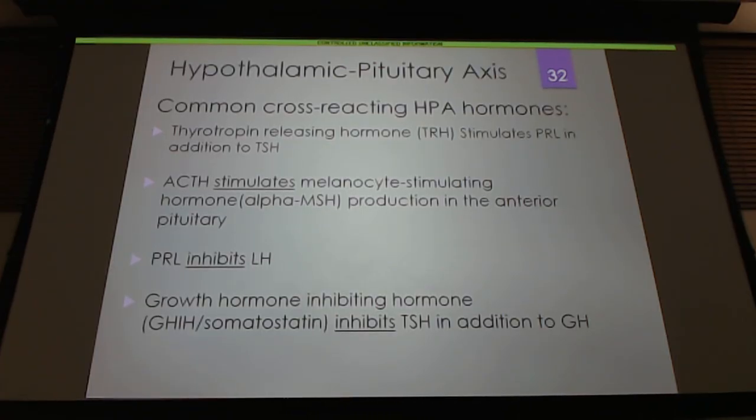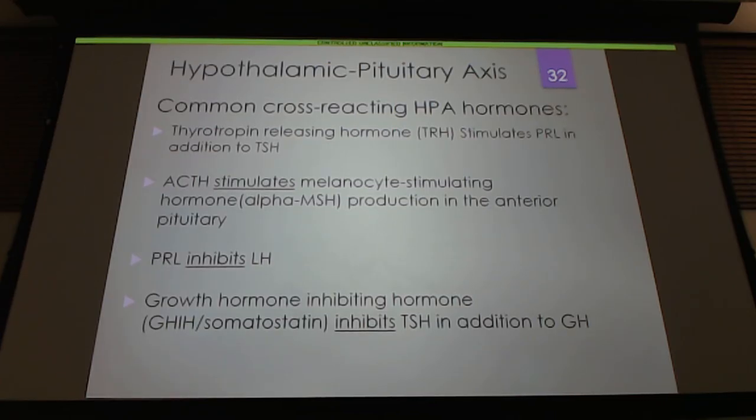Same with ACTH. So ACTH, if it's in excess, it can stimulate melanocyte stimulating hormone, or MSH. And so that's why people with Addison's disease have the darkened skin. Okay, it's because of this common cross-reacting pathway. Prolactin, if we have excess prolactin in the blood, it inhibits LH. So that's super, super important when we look at how these patients present. Okay, so for sure I'm going to give you lots of examples of how those three make sense.